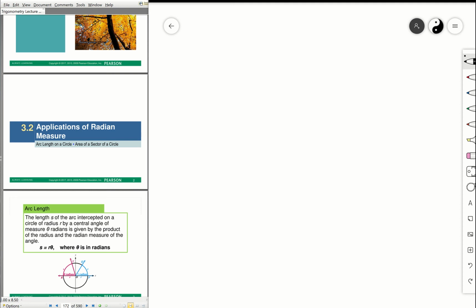Hello class. Today we're going to be looking at section 3.2, which has to do with applications of radian measure. Radian measure was a way of measuring angles in circles, which we discussed last time.